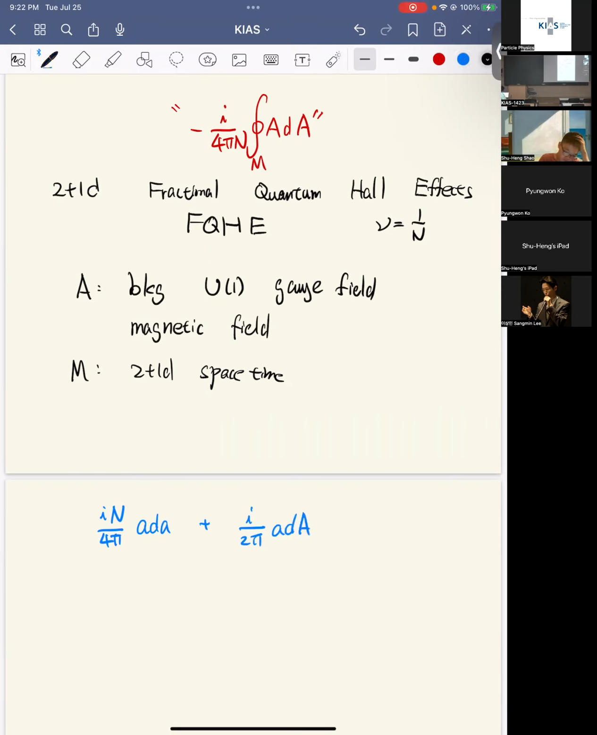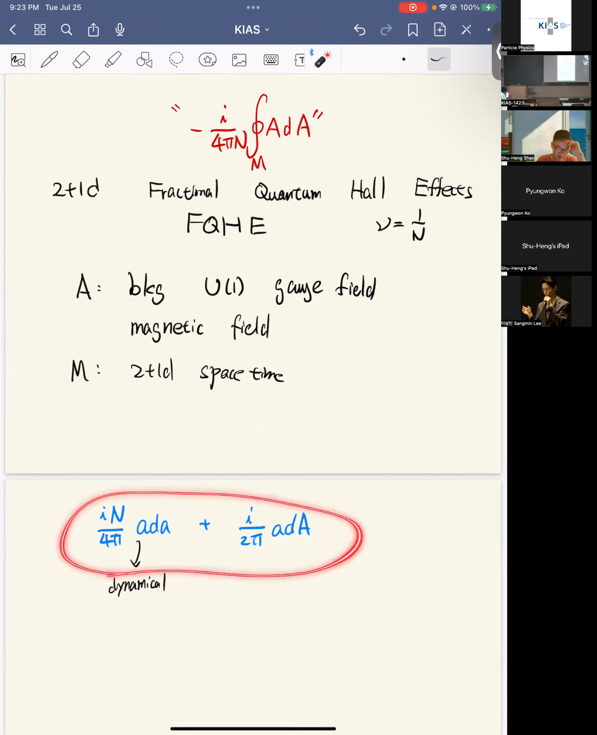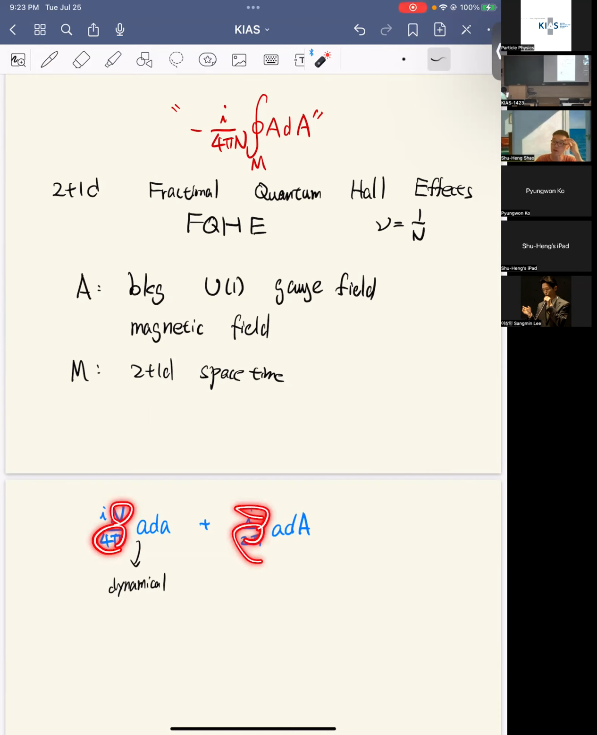Of the following form. The blue action has two gauge fields, little a and capital A. Capital A is the background field. Little a, on the other hand, is a dynamical field. It sometimes goes under the name of statistical gauge field. The blue action is perfectly gauge invariant because you see both Chern-Simons terms are properly quantized. It's an integer over 4 pi in both cases. So this one is gauge invariant, this one is not.